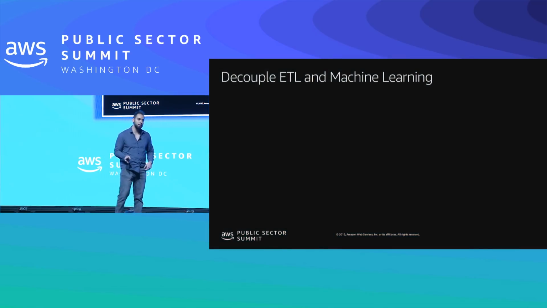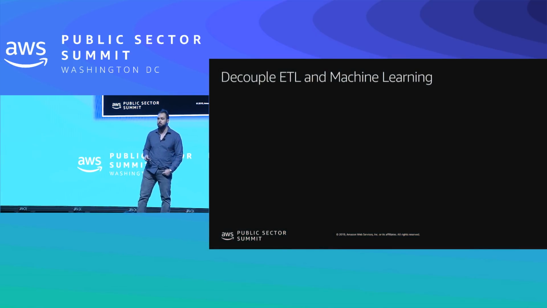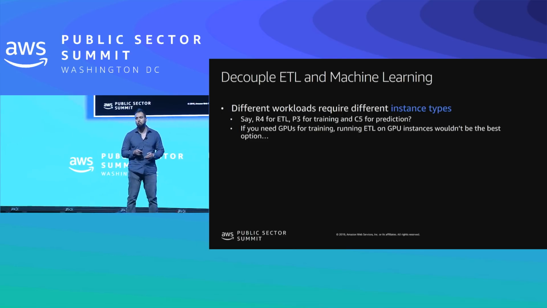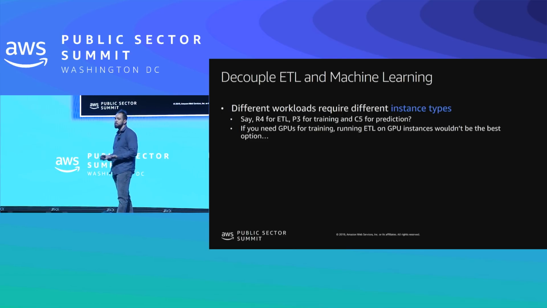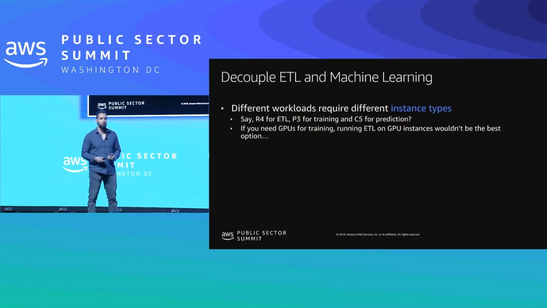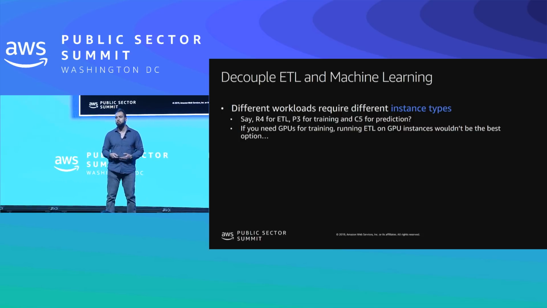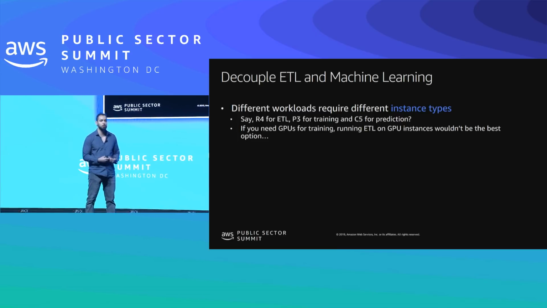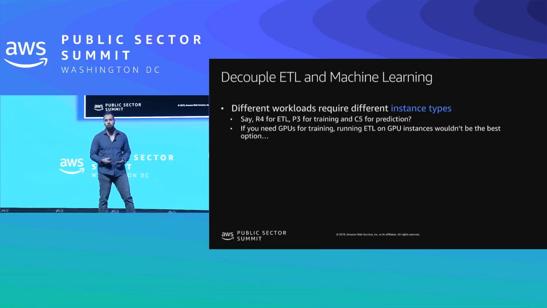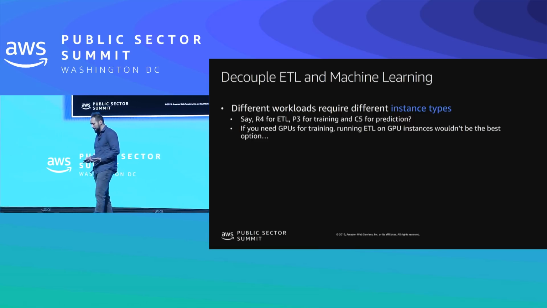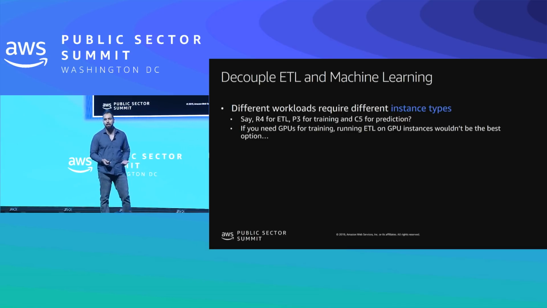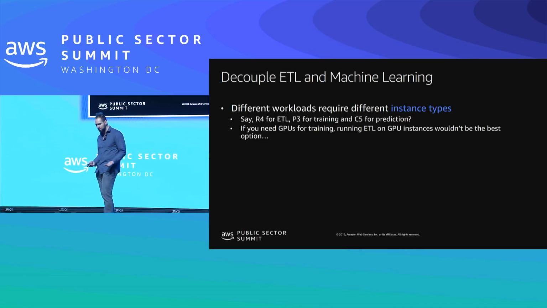Well, the first benefit of integrating Spark with SageMaker is that you have the ability to decouple ETL and machine learning. Take, for example, your ETL workload may be completely different, and may require a completely different set of hardware than your machine learning workload. For example, maybe for your ETL workload, you would like to run R4 instance types, while for your training job, you like to use P3 or some kind of a GPU instance. Now, you can certainly run a Spark cluster on a GPU instance, but that's not going to be ideal, and it can also be very costly.